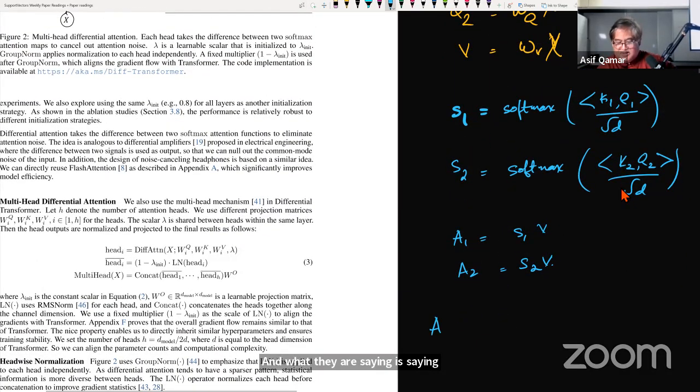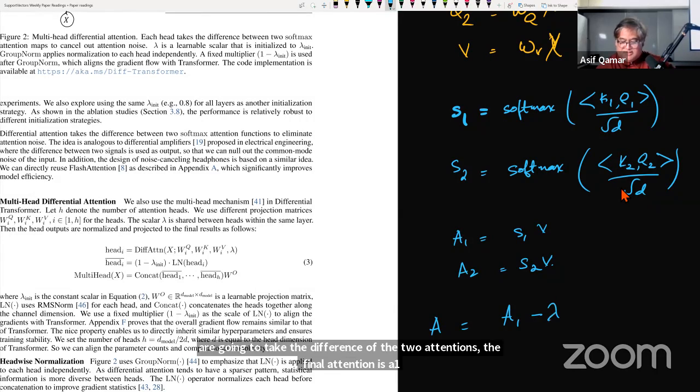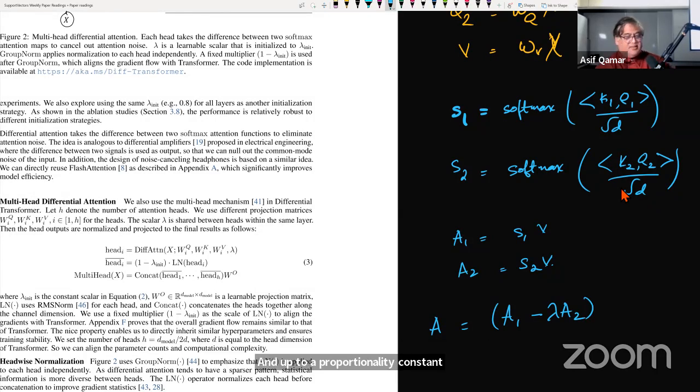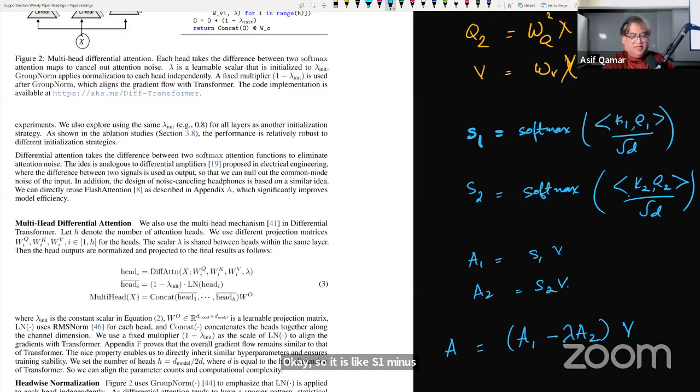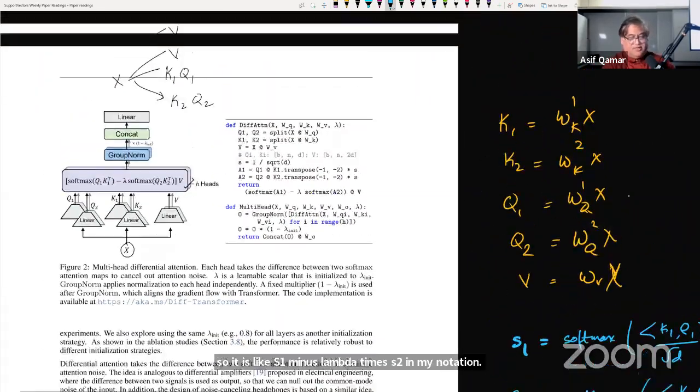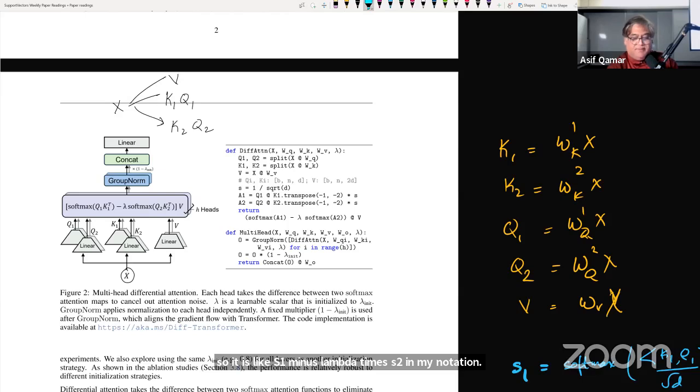The final attention is A1 and, up to a proportionality constant, A2, times V. So it is like S1 minus lambda times S2 in my notation, times this. And we can see this in the code. Let's look at this code a little carefully.